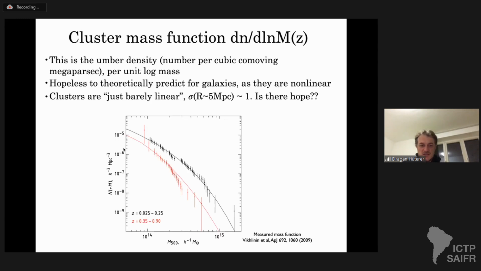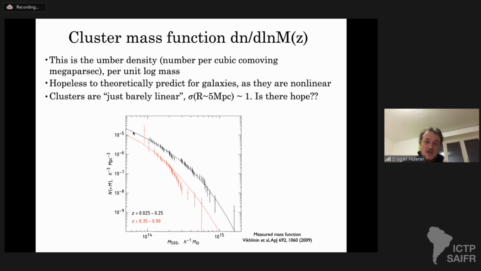So here's the so-called mass function. Mass function is the number of objects per mass. This is log space, and you see it falls like a rock. These are actual measurements, and this is theory. So it turns out that clusters, as I mentioned, are just barely linear. Delta rho over rho on the scale of clusters is ballpark unity. Galaxies are already basically nonlinear. So as I said moments ago, there's no hope of counting galaxies and comparing to fundamental theory, but there is just barely hope in counting clusters.